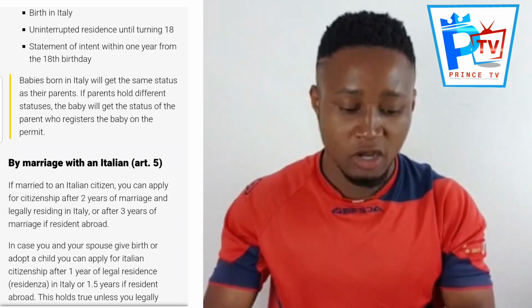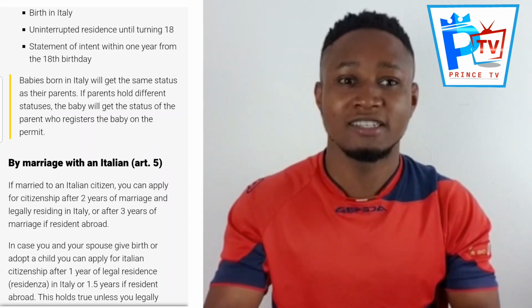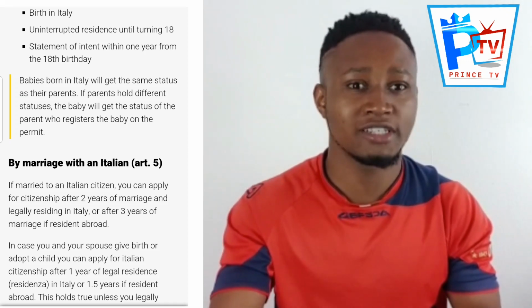In case you and your spouse give birth or adopt a child, you can apply for Italian citizenship after 1 year of legal residence in Italy, or 1.5 years if resident abroad. So meaning that if you marry an Italian person and you give birth here in Italy, after 1 year the baby has to become an Italian. Then if you live in other countries, maybe not in Italy, you have to wait for 1 year 5 months. That is what the law has stated already. That is for those people who apply to get Italian citizenship by getting married to an Italian person. So that is what I stated to you guys.